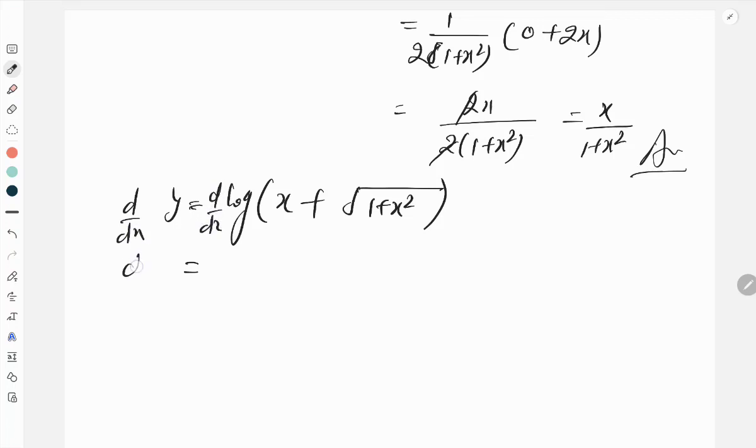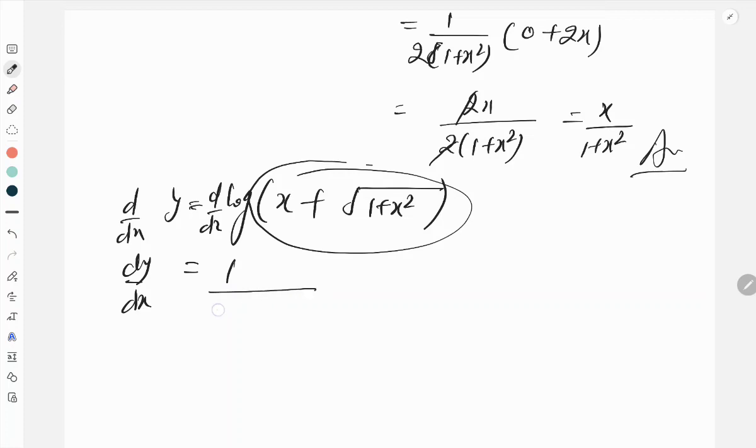You want dy by dx, so it is dy by dx on this side, no problem. This side you will treat like log x, so 1 upon x, times x plus under root 1 plus x square. Again you will say, sir, it is not x, that's why we have to take its derivative again: dy by dx of x plus log x plus under root 1 plus x square.